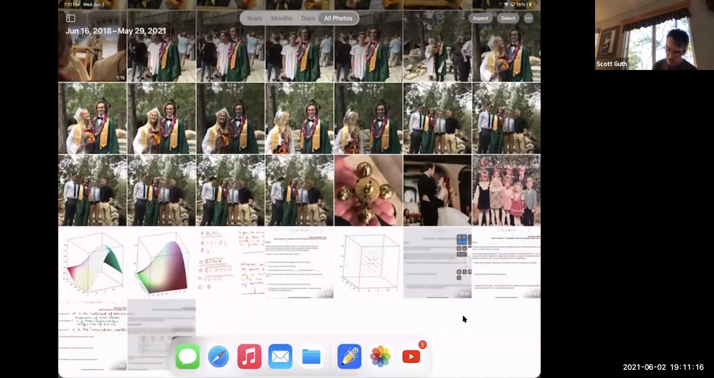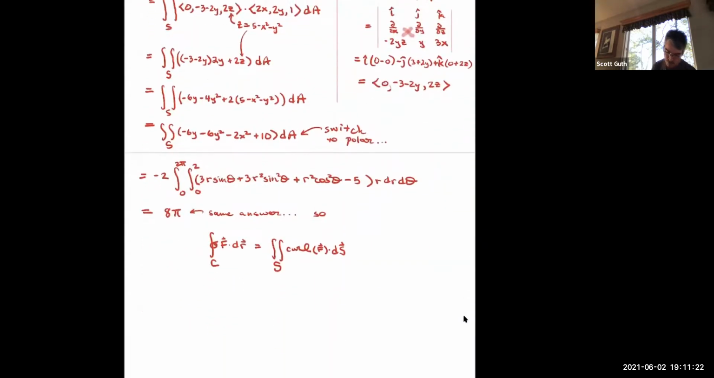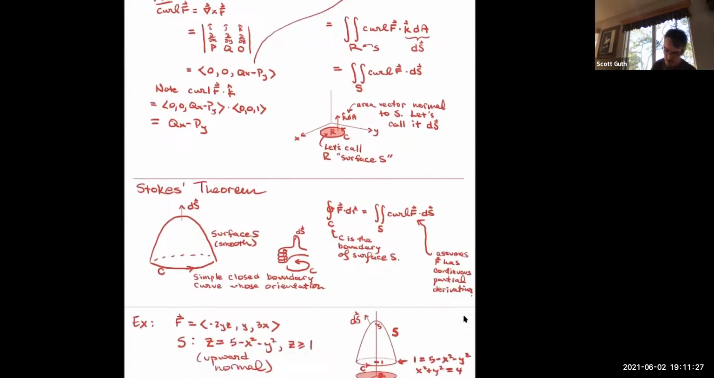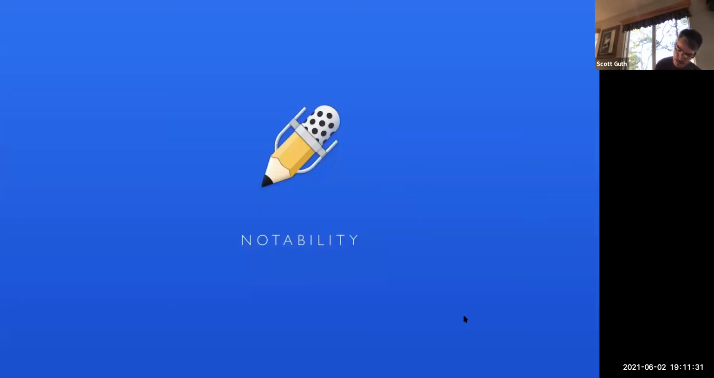Oh, golly. Did not mean to show you all my family wedding pictures here. Hang on. Now, where am I? Is this 16.8? Yeah. All right, so it's not there. So it's got to be 16.6. Here we go.